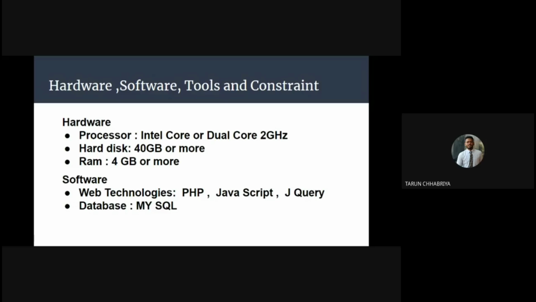The hardware and software that we use are listed here. As we can see, the hardware is very basic and can be found in most modern systems. The processor is Intel Core or a dual core 2 gigahertz processor. Hard disk space is 40 GB or more. RAM required is 4 GB or more. For software, we use web technologies like PHP, JavaScript, and jQuery. And to maintain the database, we use MySQL, which is one of the largest database maintaining technologies from around the world.